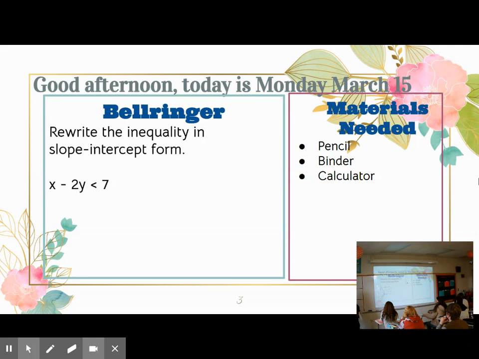So, yeah, everything's correct. The only thing is where you changed your sign, don't change your sign until you divide by the -2. All right, so you did have x minus 2y is less than 7, and then you subtract the x over to the other side, and you get -2y is less than -x plus 7. Then divide by -2, and when you divide by -2, you flip the sign of the inequality. So then you get y is greater than 1/2 x minus 3.5. Or you could have left it as -7/2.